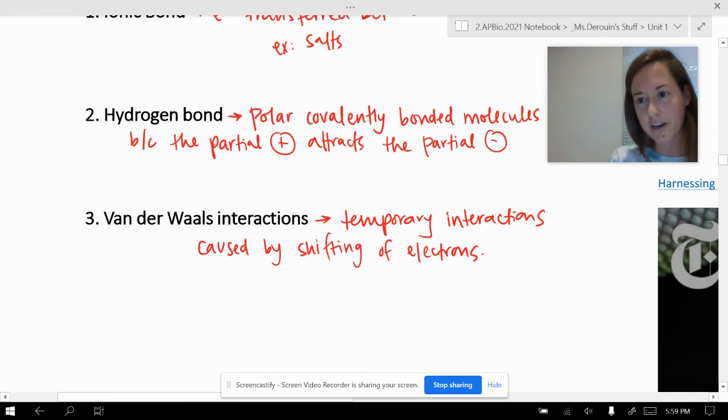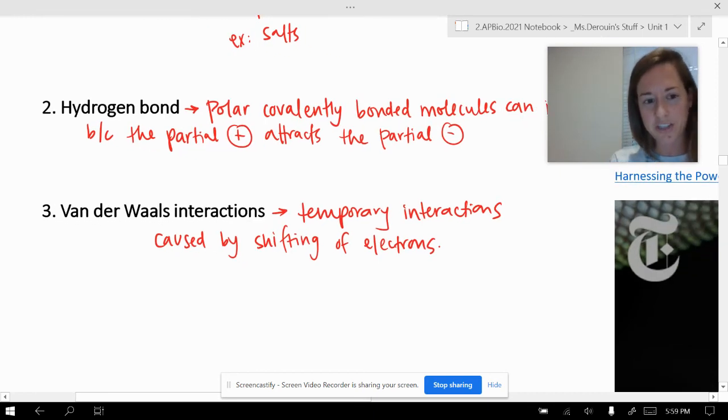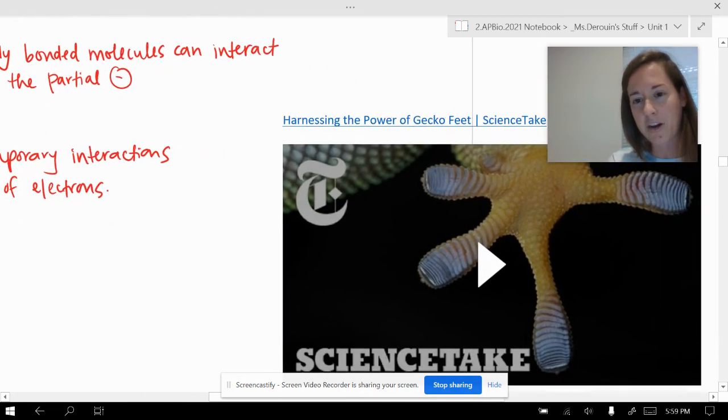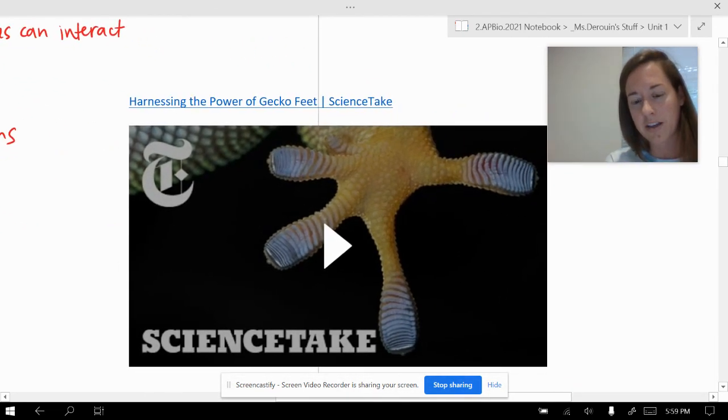And actually, the coolest thing about van der Waals interactions, and the only reason we're going to talk about them, is that they allow geckos to climb up walls. That's the molecular interaction that their little toe hairs use, so they can climb up the wall.